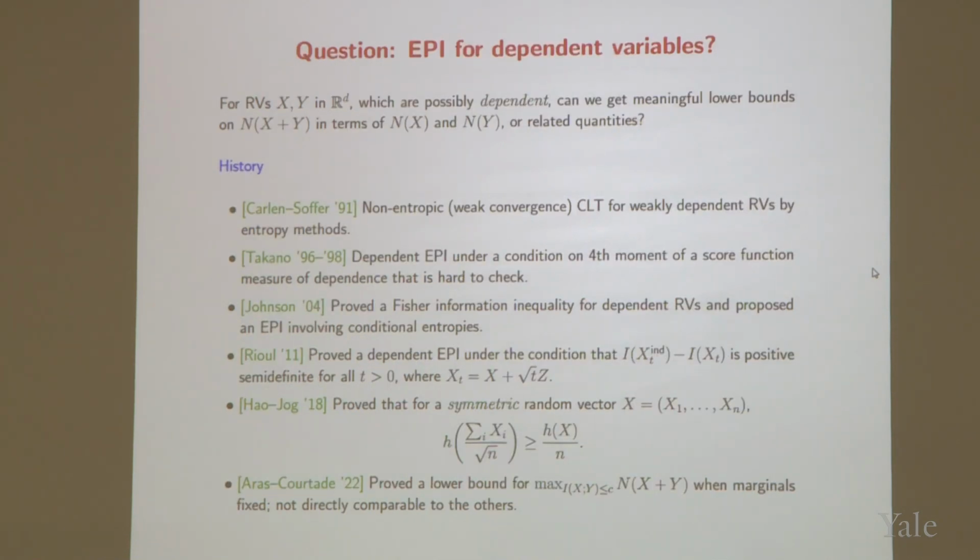Okay, so let me proceed to talking about entropy power inequalities for dependent random variables. So for random variables X and Y in R^d, which are possibly dependent, the question is, can we get meaningful lower bounds on the entropy power of the sum in terms of either the entropy powers of X and Y or of related quantities? And there's a history of these things.